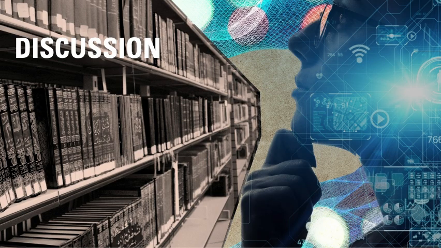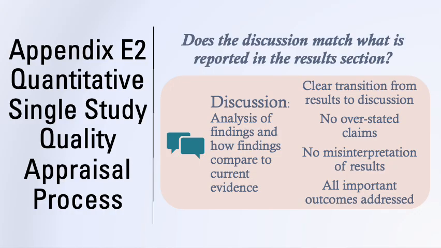These questions may sound familiar to you, and they should, as they are the exact same 4 appraisal questions as were in the discussion section of systematic literature reviews. The first quality appraisal question for the discussion section of a quantitative study asks, does the discussion match what is reported in the results section?